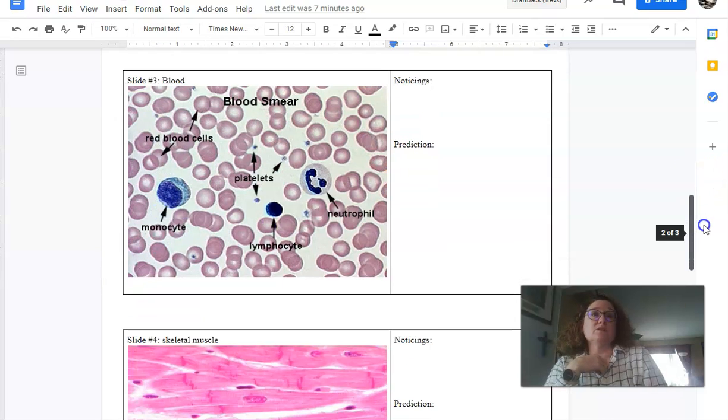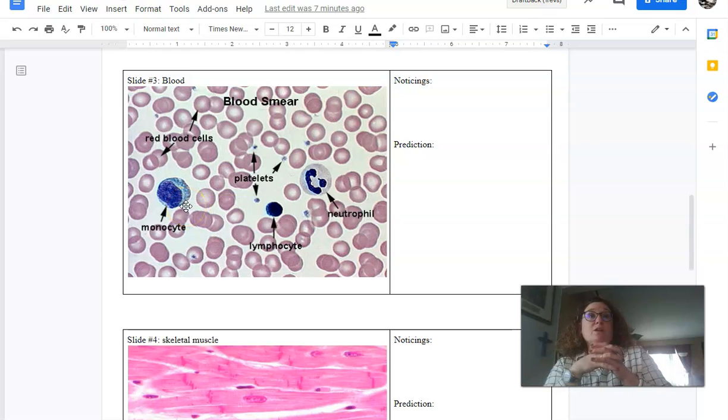The next one is blood. So this is human blood. You'll see that there's 2 different types of cells. So you have white blood cells that are here, and there's 3 different types of those shown. The red ones are the red blood cells. Red blood cells carry oxygen and carbon dioxide. And then the white blood cells are your immune system. These are the cells that are fighting.